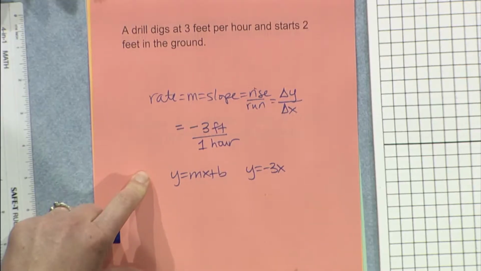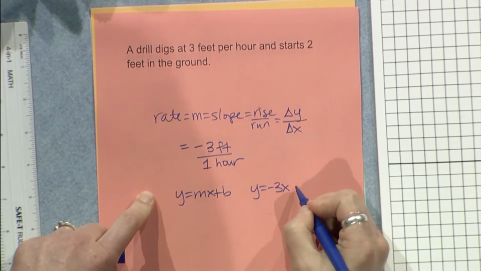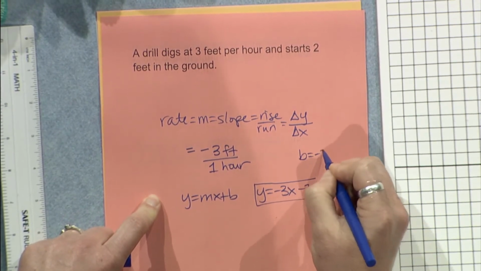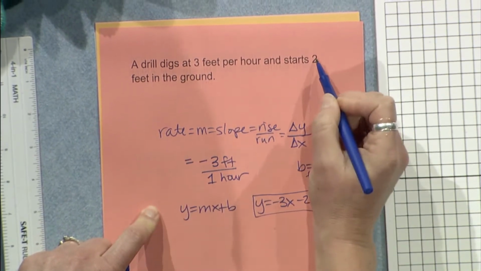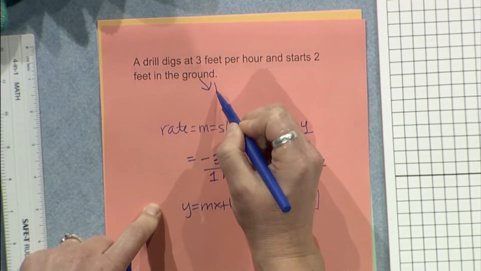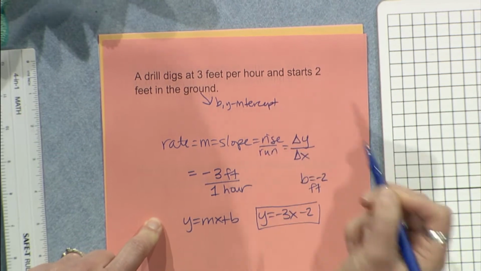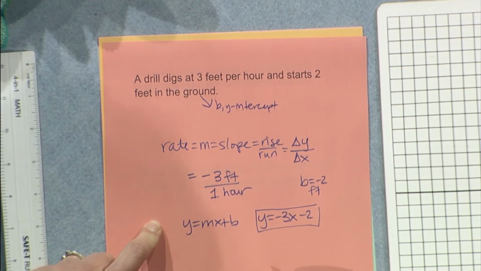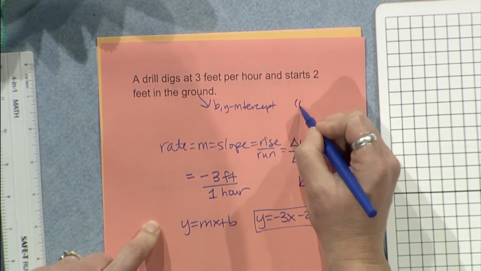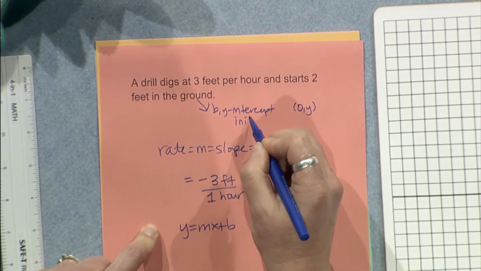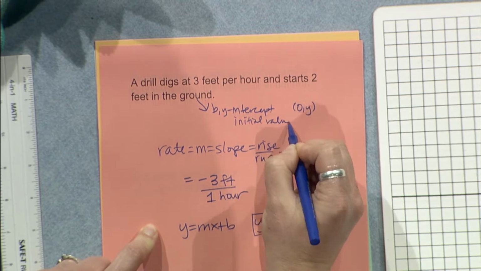But where did we start? We started at 2 feet in the ground. And is that positive 2 or negative 2 if we're in the ground? Negative 2. Yes. So our initial value, our b, is negative 2 feet because it's 2 feet in the ground. That's also called our y-intercept, which I showed you why: at 0 time, x is 0, that's where we start. In real life we also call it our initial value because it's where we're starting at 0 time.